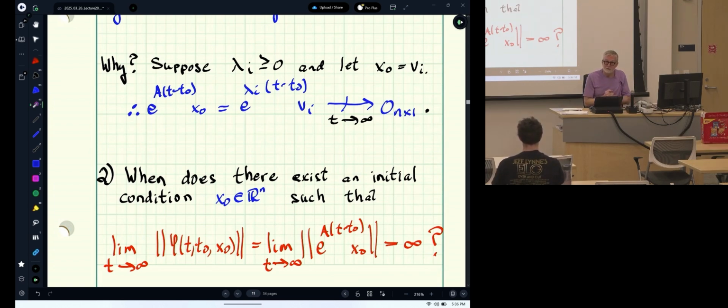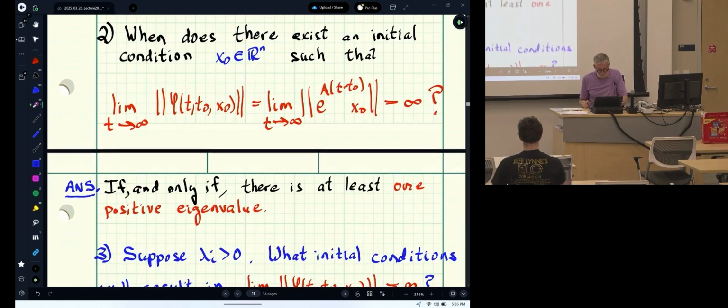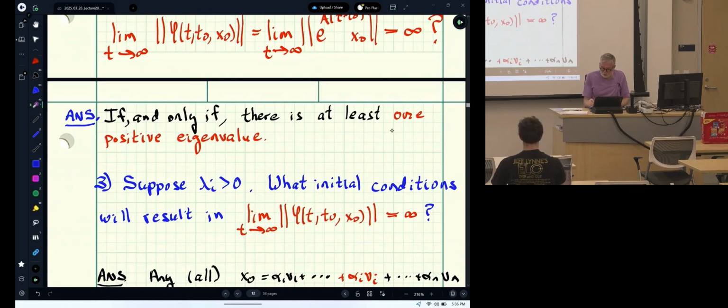When an eigenvalue is positive, you just need one. You need all of them to be negative to decay, but you only need one bad apple to ruin the whole bunch, okay? That's the way to remember. One bad apple ruins the whole bunch. One positive eigenvalue. You just need one.